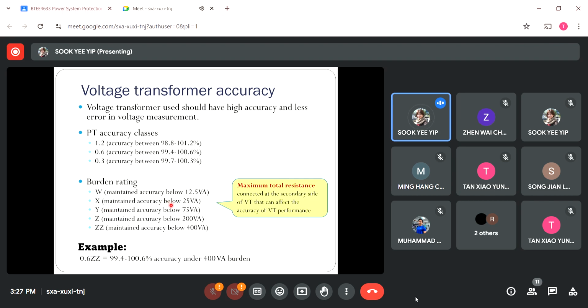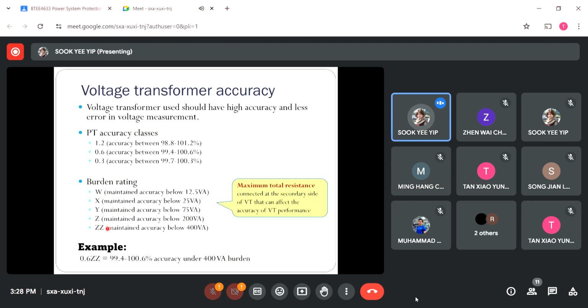Let's say the burdens have to be kept lower than 25 volt-ampere. Okay, the next one, Y here, is with much higher burdens, but it's below 75 volt-ampere. You can get the right voltage measurement. Z here, the burdens rating is even higher right now. You have to keep below 200 volt-ampere.